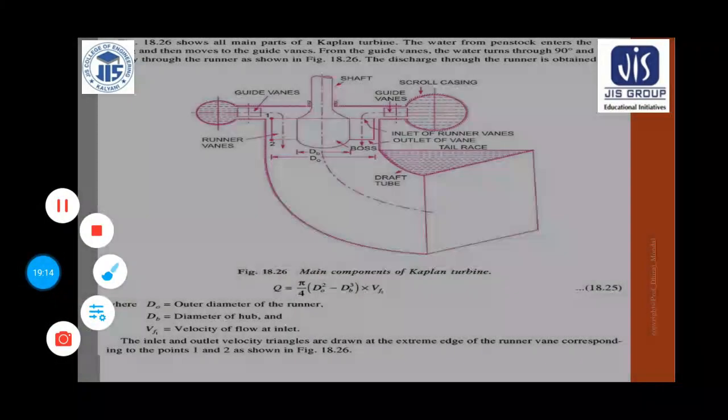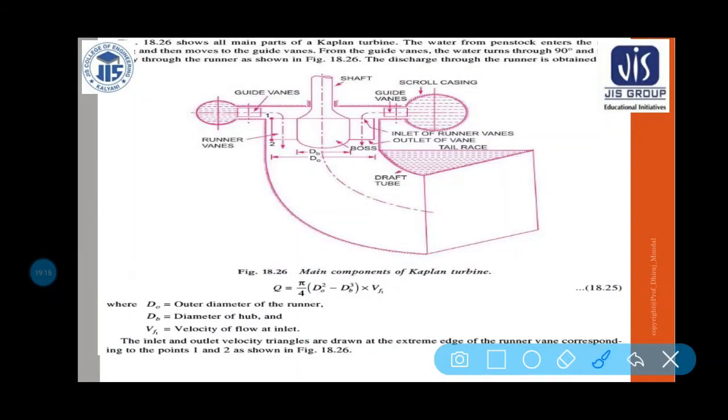Now first of all, what is the function of the scroll casing? Basically, the scroll casing is one kind of water reservoir. In the scroll casing, the water is reserved here, and to get a smooth flow, the water is allowed to flow through the guide vane. The guide vane mechanism provides the water according to our need.